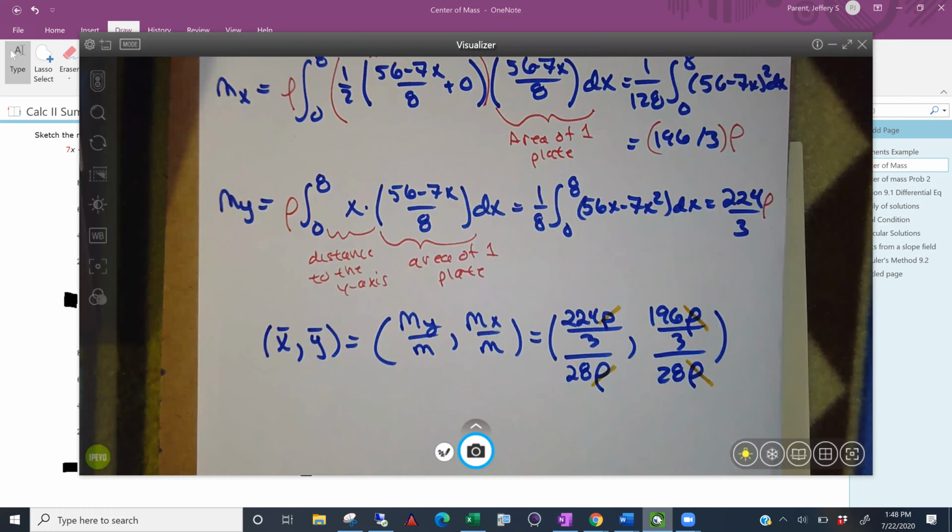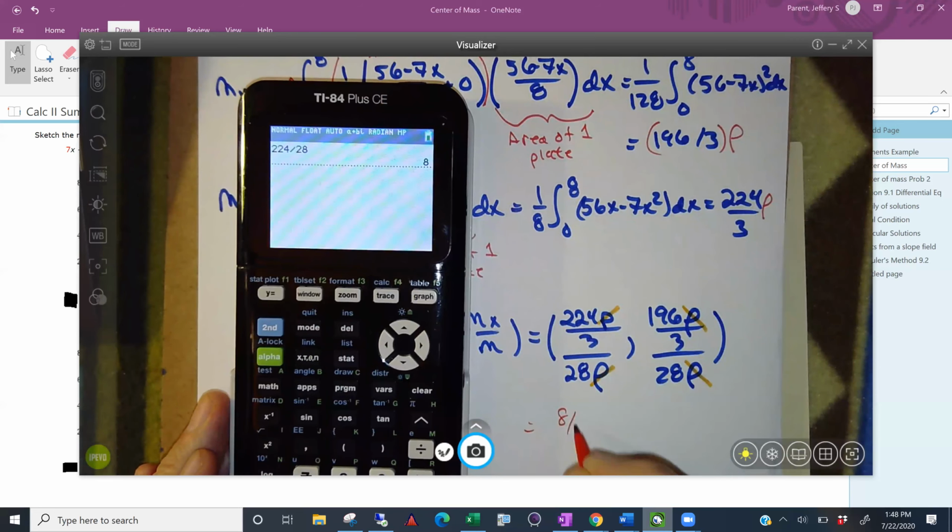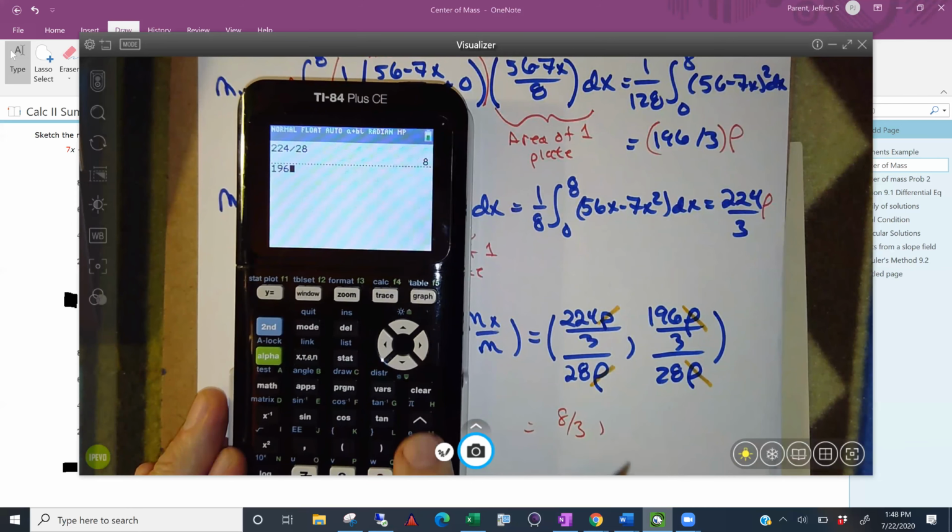So 224 divided by 28 is 8. Is that right? 8/3. And 196 divided by 28 should go in 7 times, so 7/3.